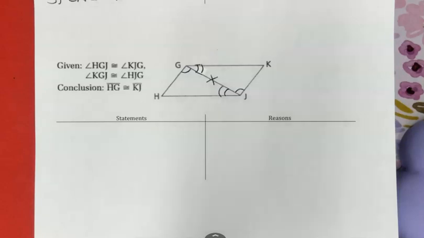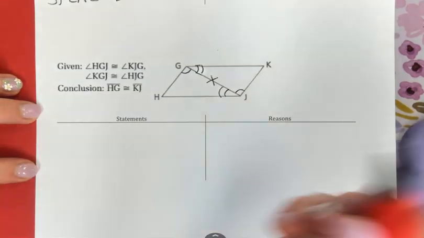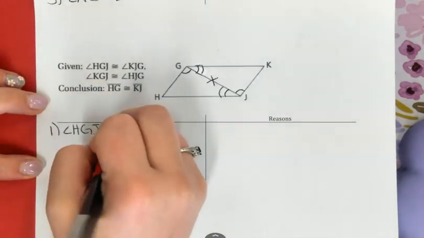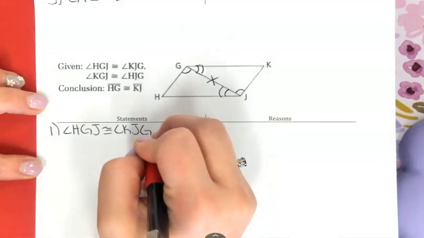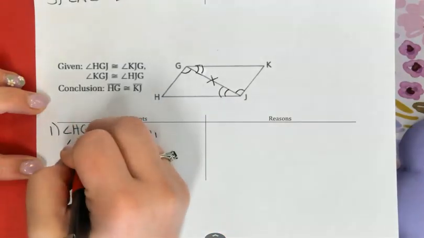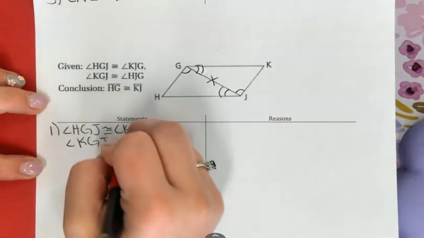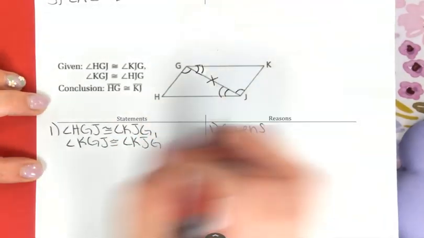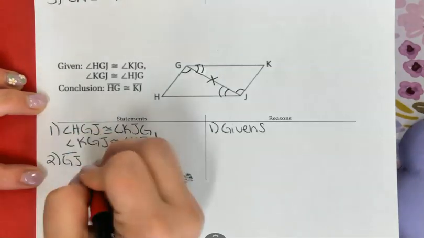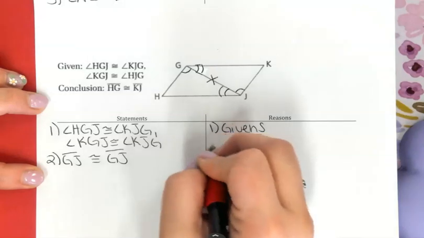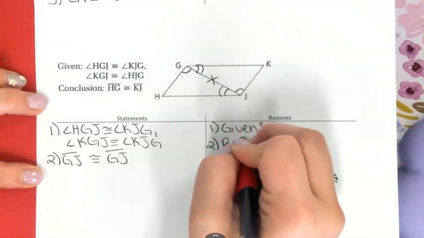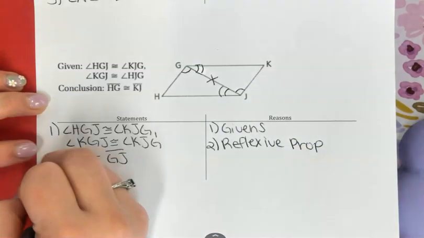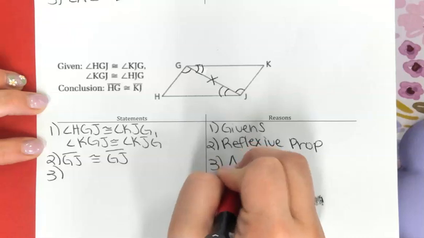So you should be able to pick up on what I'm saying, that we've got angle, side, angle here. So I'm going to just write down our thoughts as we're going along. Again, I'm going to put my two givens in one step. You are welcome to split them up. So those were my givens. I've got my shared side that GJ is congruent to itself by the reflexive property. So I have congruent triangles because of angle, side, angle.